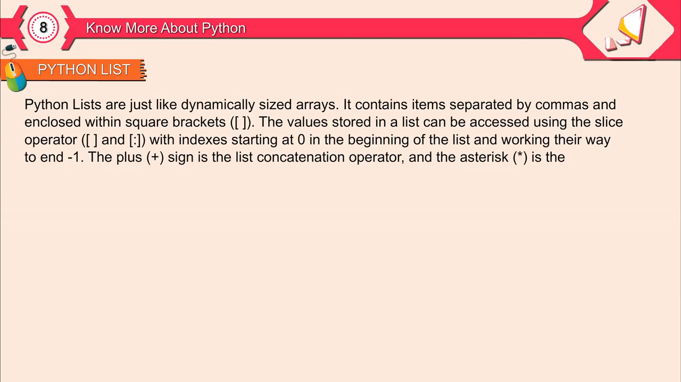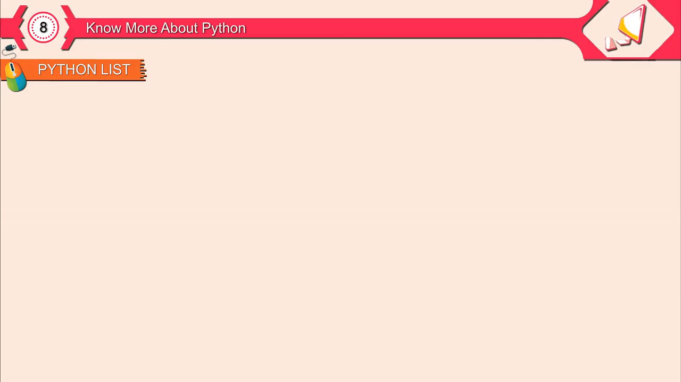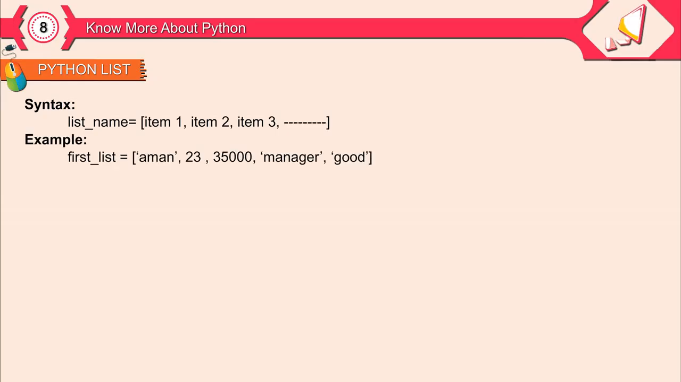The plus sign is the list concatenation operator and the asterisk is the repetition operator. Syntax: list_name = [item1, item2, item3]. Example: first_list = ['Aman', 23, 35000, 'manager', 'good']. second_list = [3, 'year', 8].